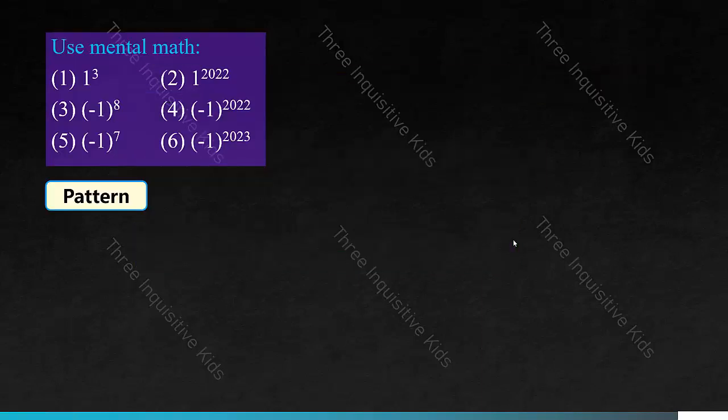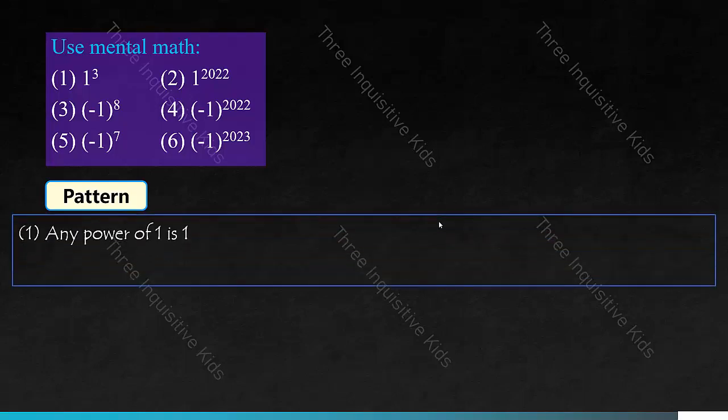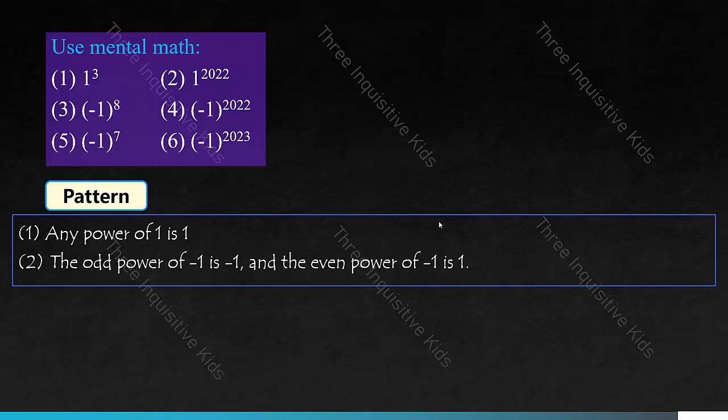Now I want you to use mental math. Our answers are 1, 1, positive 1, positive 1, negative 1, and negative 1. Any power of 1 is 1, and the odd power of negative 1 is negative 1, and the even power of negative 1 is 1.